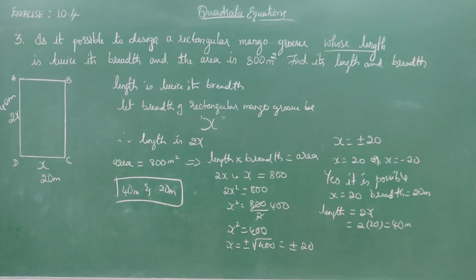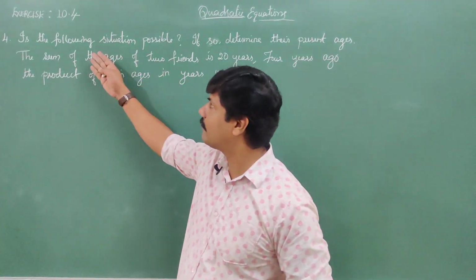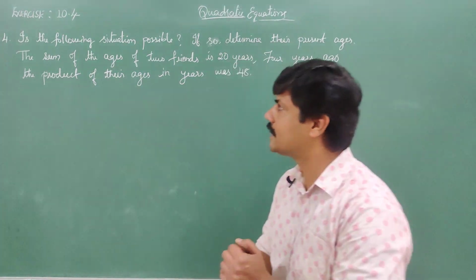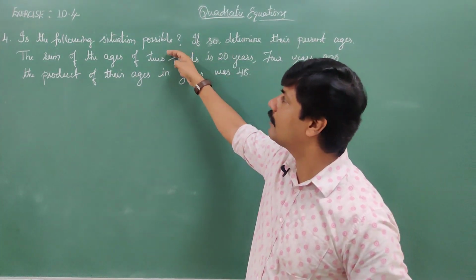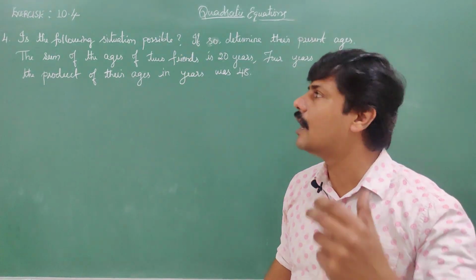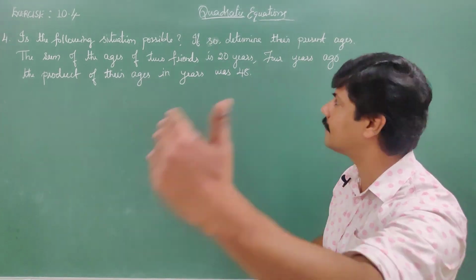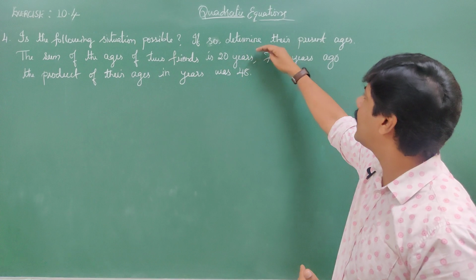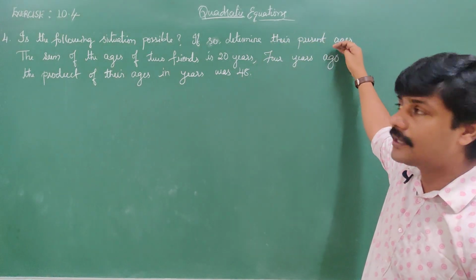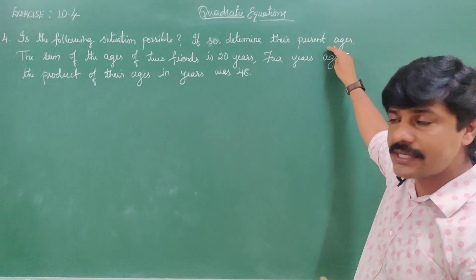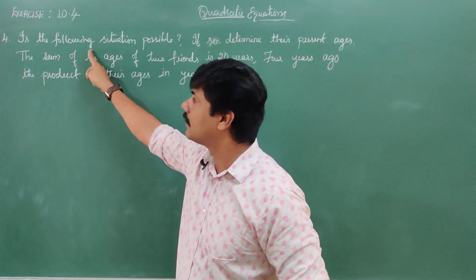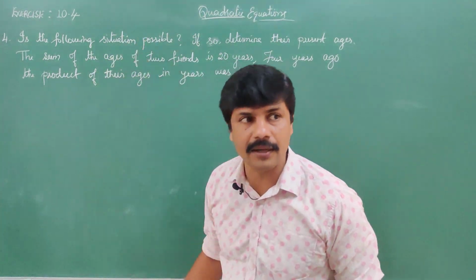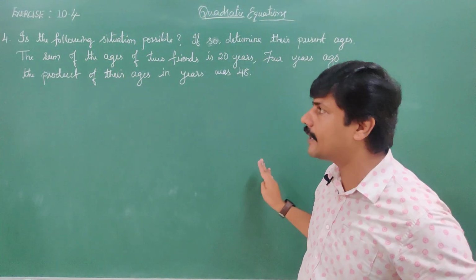Question number 4 of exercise 10.4, which says, is the following situation possible? Whether it is possible or not, we'll see based on certain things. If the situation is possible, determine their present ages. Determine their present ages only if the situation is possible. If not, then we cannot determine their present ages.